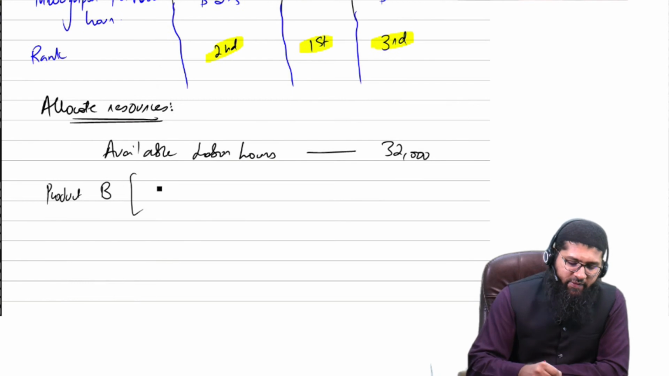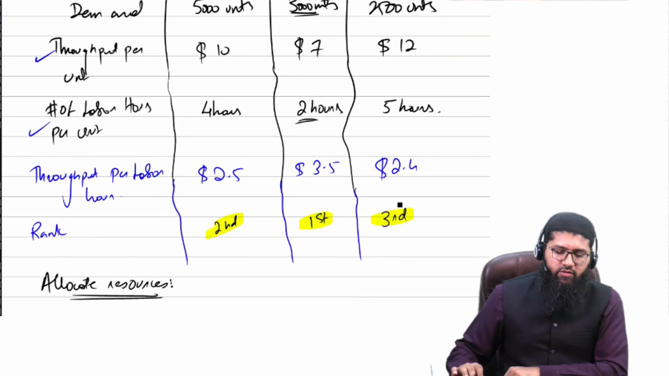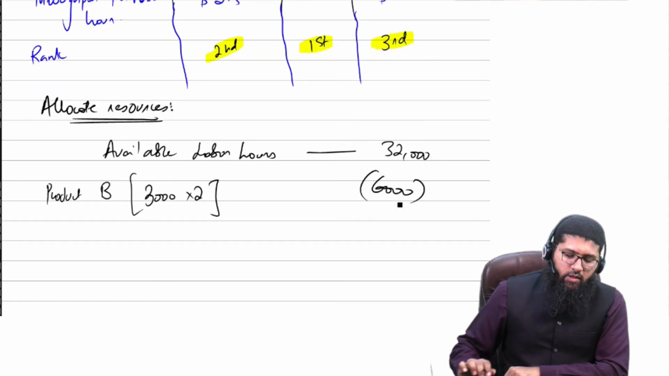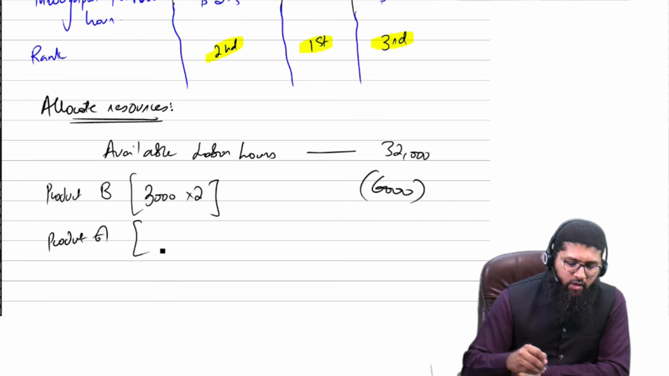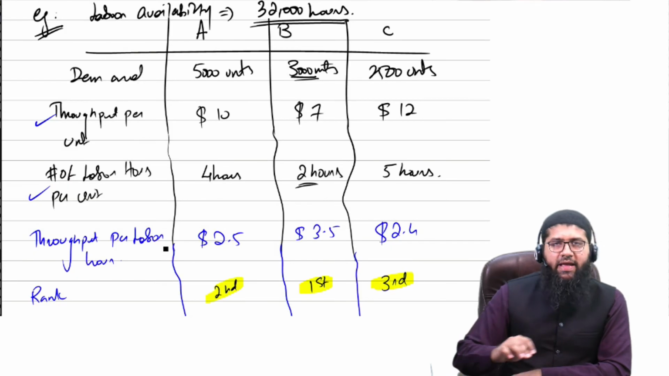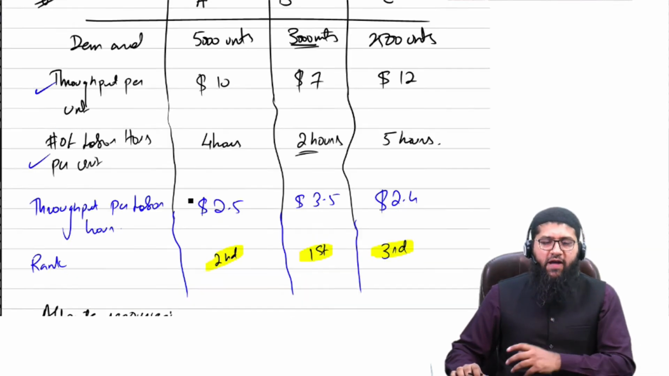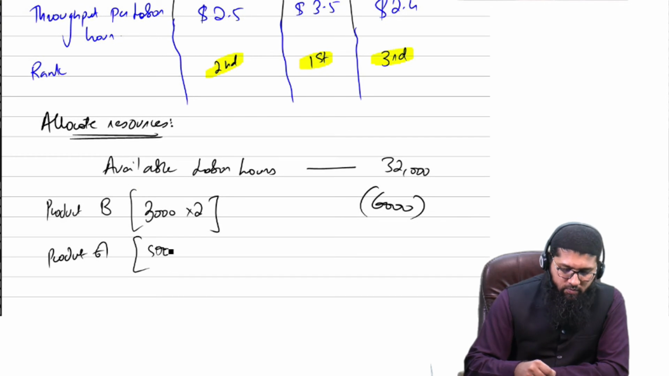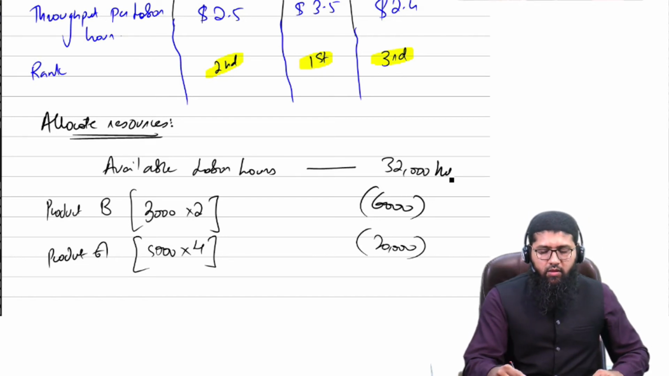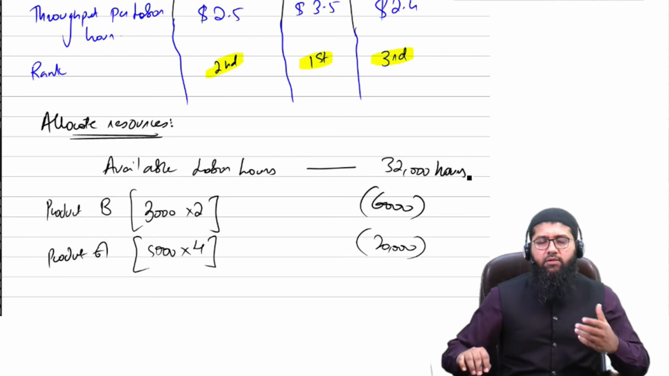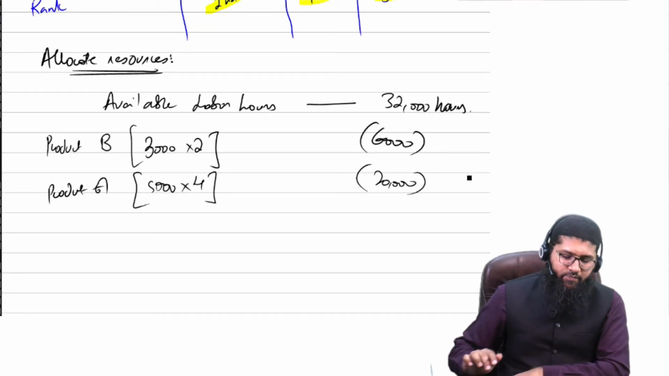So 3,000 units times 2 hours gives you 6,000 hours. Then you've got product A. The total demand of product A is 5,000 units. That means you would produce 5,000 units. Multiplied by 4 gives you 20,000 hours as an allocation for product A.